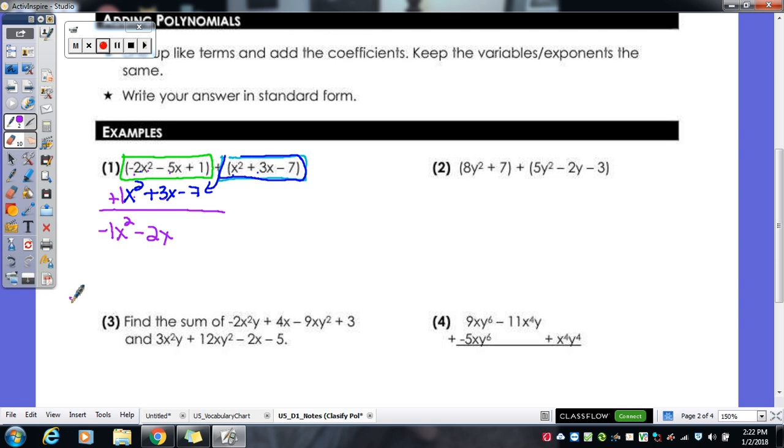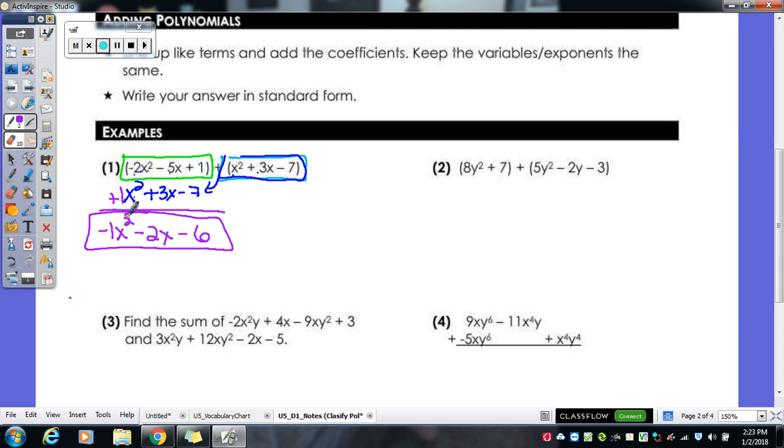No? But you're not multiplying, we're just adding them. By adding? No. Because one's squared, one's not. All right, and then our last one, 1 plus the negative 7 would give us negative 6.